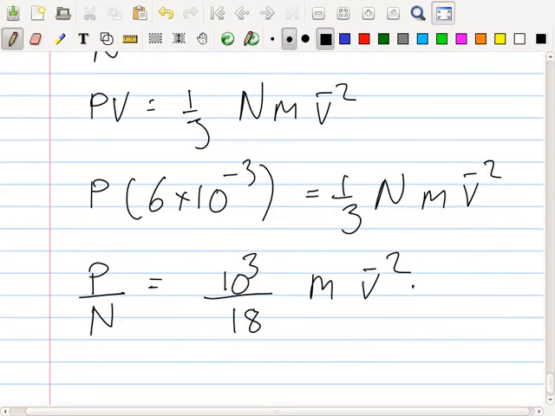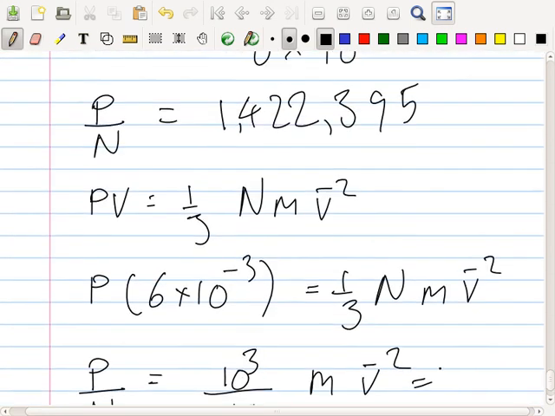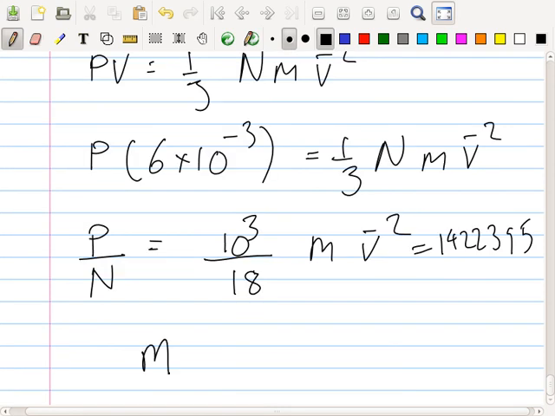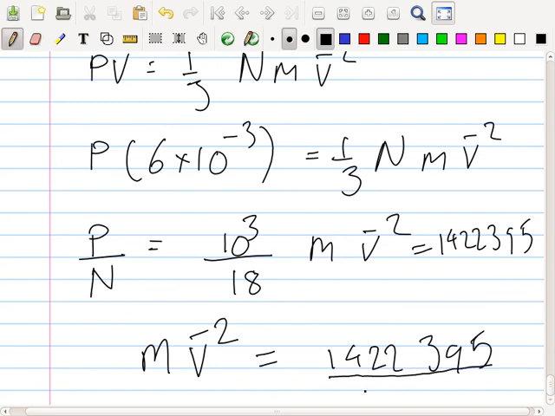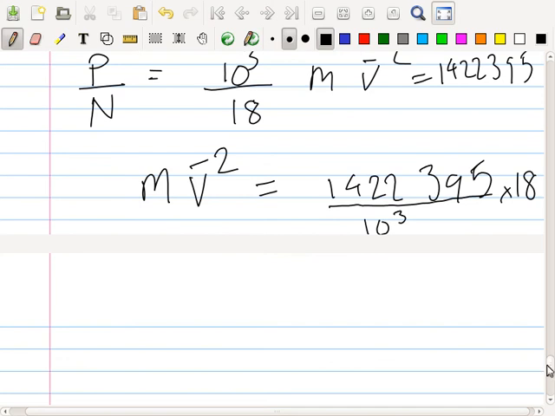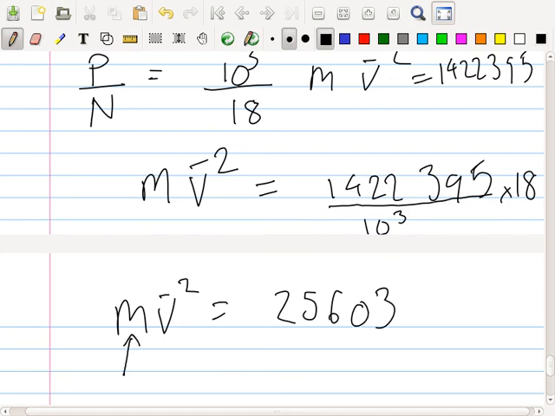So I can say this equals 1422395 over 10 cubed times 18. Can you calculate this, Albert, please? 25603.11. Okay, now I think you're right, Jing Dong. We can find the m now.